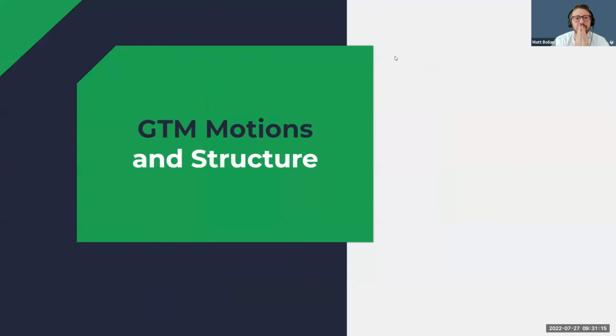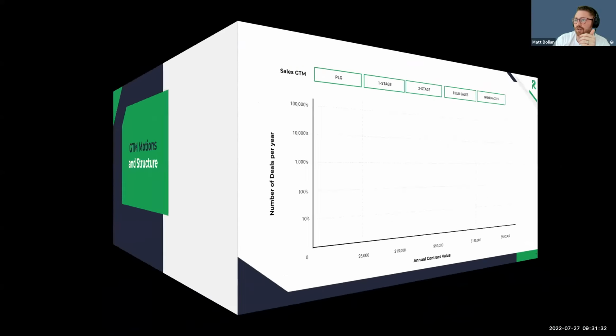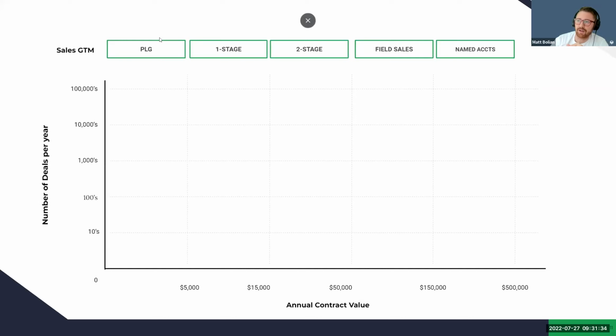Okay, so I just want to show you that's like a sales motion. We're going to go over marketing and CS, but I'm going to show you how those work. And now I'm going to show you how do these fit? How do we visualize these and have a model that allows us to communicate and translate our business model into a go-to-market model? So what I've done on the top here is we have each one of the models we talked about: PLG, one stage, two stage, field sales, named accounts.